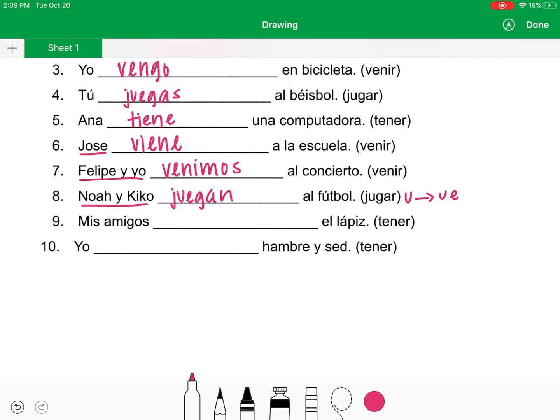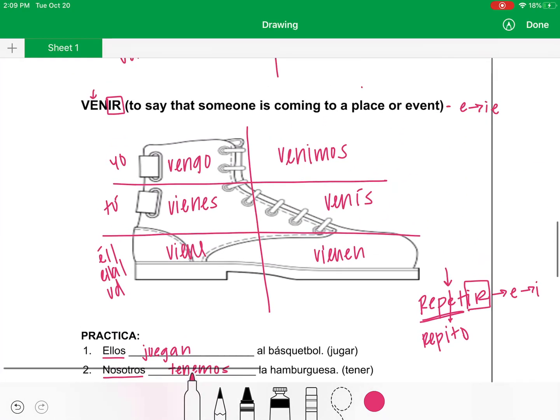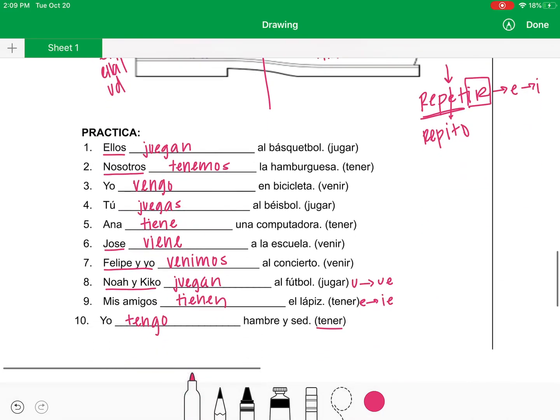Mis amigos. E to IE. Tienen. Yo, and this is irregular. This is a go verb. Tengo. If this is confusing, if you need a few more examples, feel free to come see me. But other than that, you should have all the notes filled in and be ready to move on to your next activity.